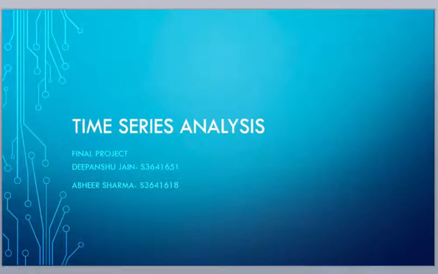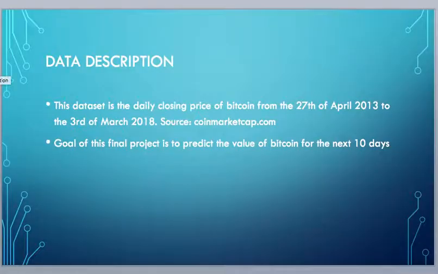So the objective of the data that we're dealing with over here is the closing price of Bitcoin from 27th April 2013 to 3rd of March 2018, and it's been taken from coinmarketcap.com, so the data can be verified from there. The goal of this final project is to predict the value of Bitcoin for the next 10 days. So essentially this is the daily data and we want to predict a 10 steps ahead forecast.